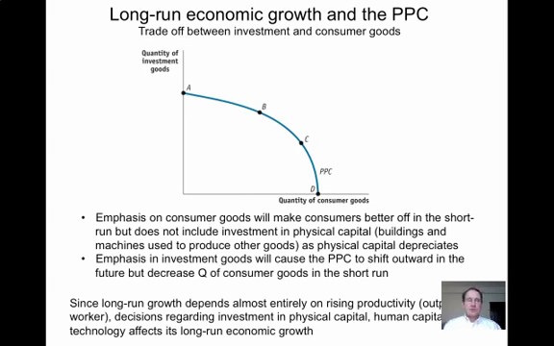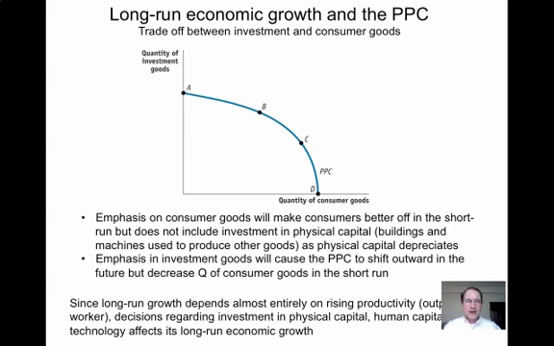A couple of other things to discuss on the production possibilities curve. The first is this idea of a trade-off between investment and consumer goods. If you look up on the left, you see investment goods. That's the y-axis, and on the x-axis is quantity of consumer goods. Now, why is this important? Well, it's because in the course of making trade-offs in the economy, we as a society and also the government make decisions between investing in long-term growth and investing in current consumption.